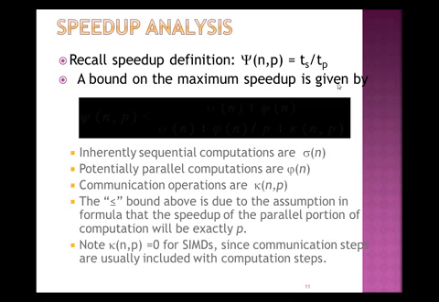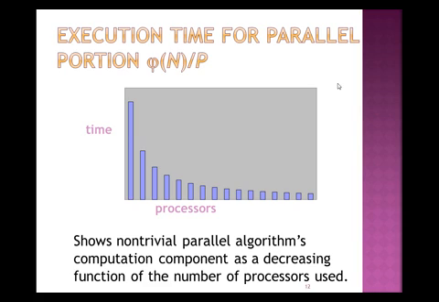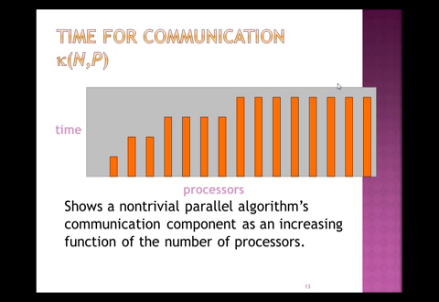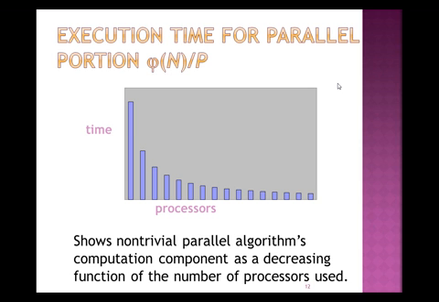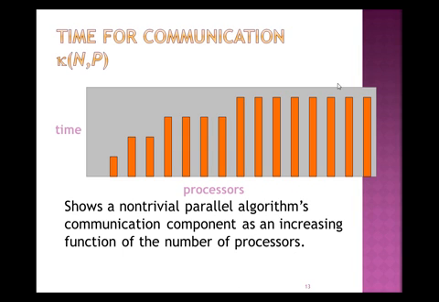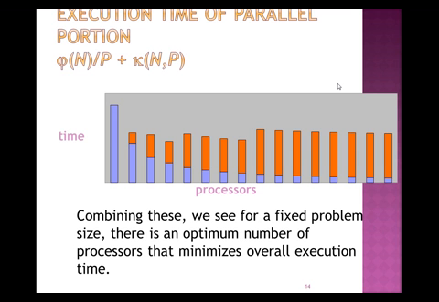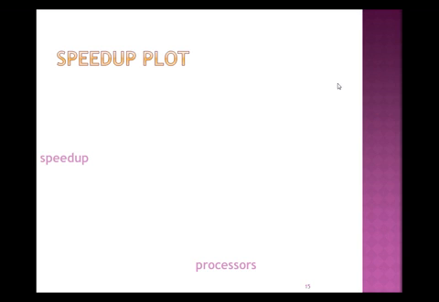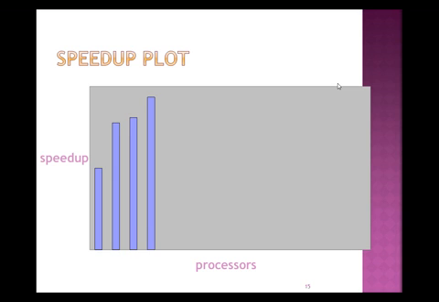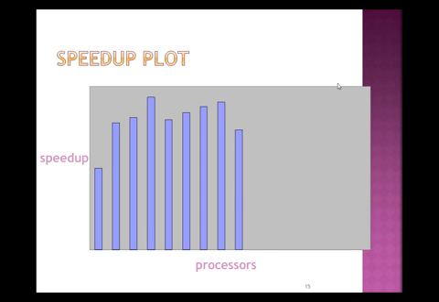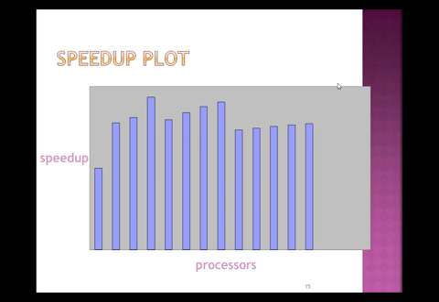This is the speed up definition that is used for speed up analysis. This is the execution time for the parallel portion, that is how we can use the parallel portion or how we can execute the parallel system. This is the pictorial, diagrammatical representation. This is used for parallel proportion. This is used for communication, and this is the combination of the parallel and the communication. This is how different processors will execute in different slots of time, with different speed up.